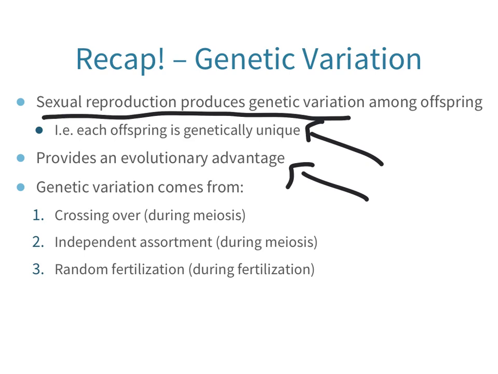And this genetic variation comes from 3 sources: crossing over during prophase 1, independent assortment during metaphase 1, and then random fertilization during fertilization. So that's it, and I'll see you in the next video.